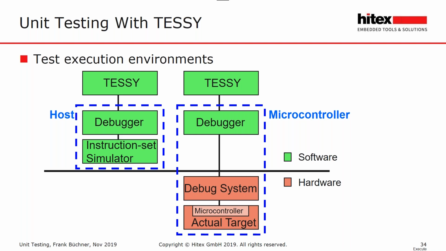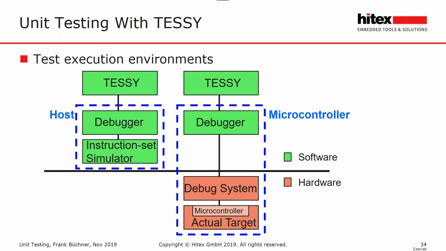And you see that Tessy communicates with a debugger in both cases, so Tessy does not really know where the tests are executed. It's the same for Tessy. The only difference is if you want to run the test application on the actual target hardware, the memory layout of the actual target hardware has to be considered, so that you have RAM where you think you should have RAM, and so on.